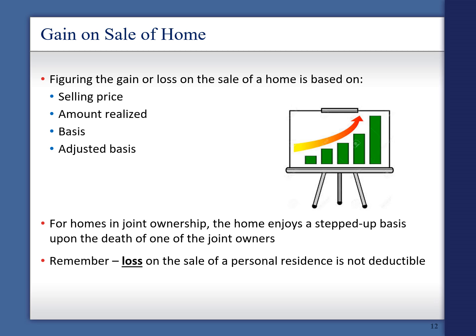Figuring the gain or loss on the sale of a home is based on selling price, amount realized, basis, and adjusted basis. If a home is in joint ownership, the homeowner dies and the spouse has rights of survival, then the ownership of the home passes to the surviving spouse. At that time, the basis price of the home is reestablished to be the full current market value of the home. This is sometimes called a step up in basis due to the death of a joint owner.